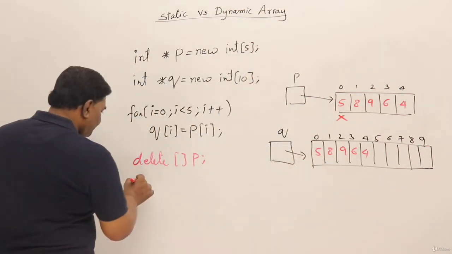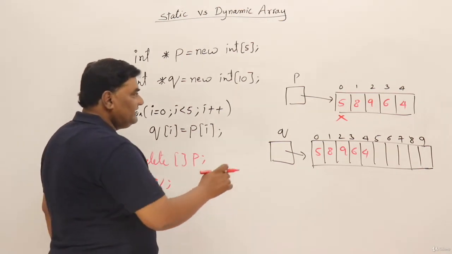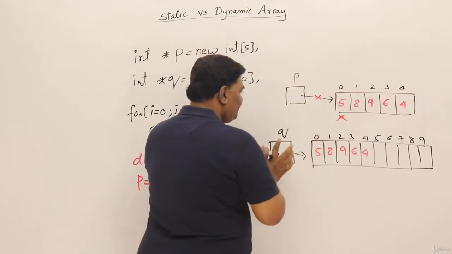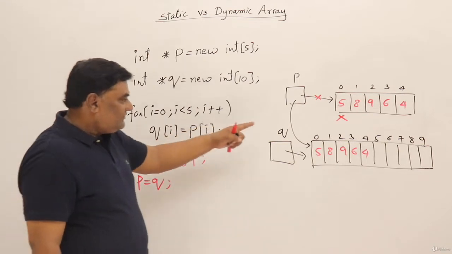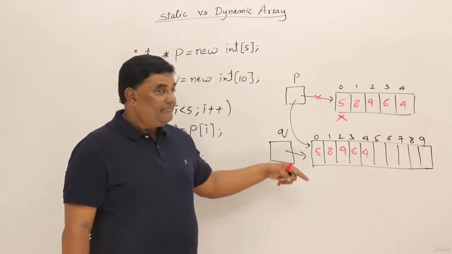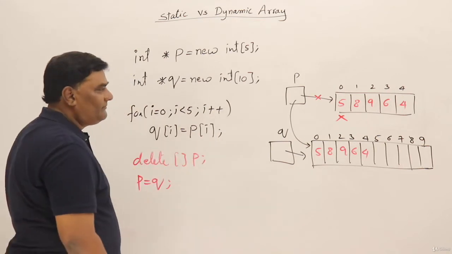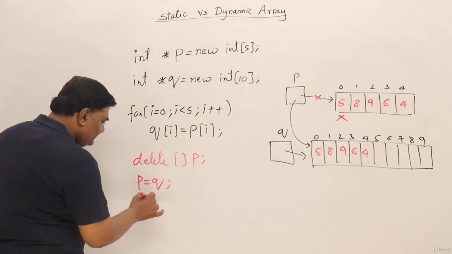Then make P point to Q. So wherever Q is pointing, P will also point there. So now the new location where P is pointing is this one. Now this array is pointed to by both P as well as Q. Now let us remove Q from there. Q assign null.